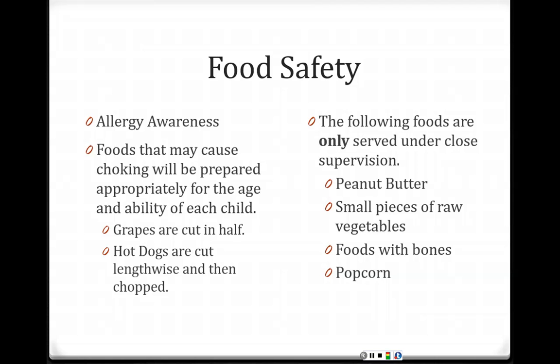And the following foods are only served under very close supervision. That's peanut butter, because the reaction can often be immediate and severe in those cases. Small pieces of raw vegetables can pose a choking hazard, so that needs to be under close supervision. Foods with bones can also present a choking hazard, and popcorn as well. So we always want those to be under very close supervision.